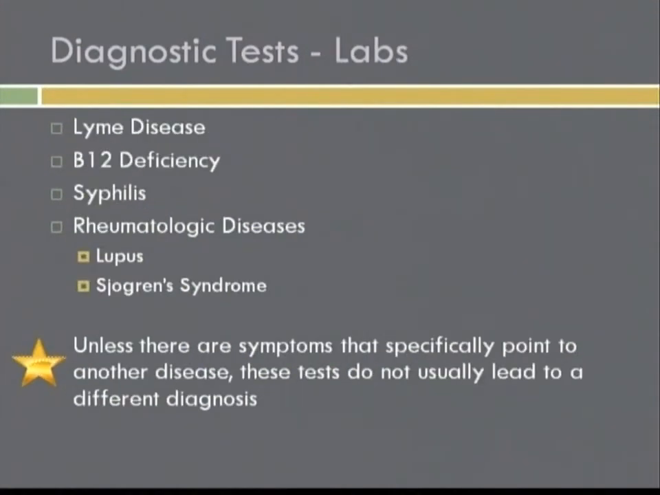And then this is not to rule in MS, because I told you there's no one test that can diagnose MS. But sometimes a doctor may order tests to rule out other diseases. Those tests may include tests for Lyme disease, B12 deficiency, rarely syphilis, and some rheumatologic conditions such as lupus or Sjogren's syndrome. Now, what's really important to know in terms of blood tests is that if the patient doesn't have any symptoms pointing to these other conditions, doing the blood test just gives us negative results.